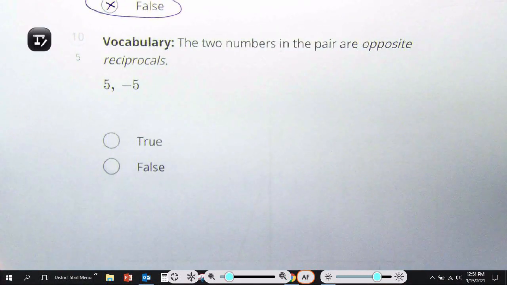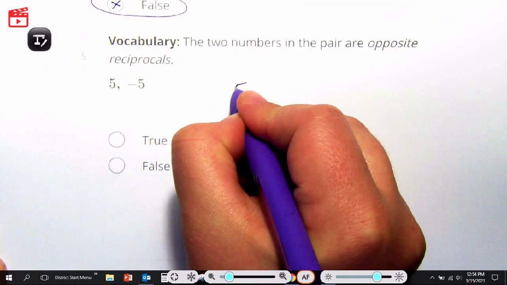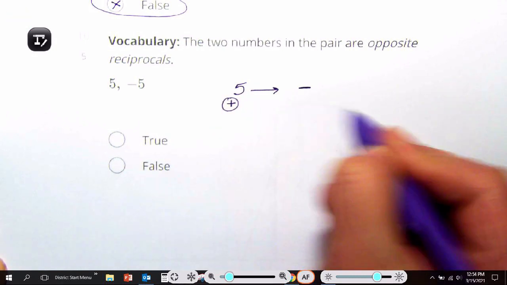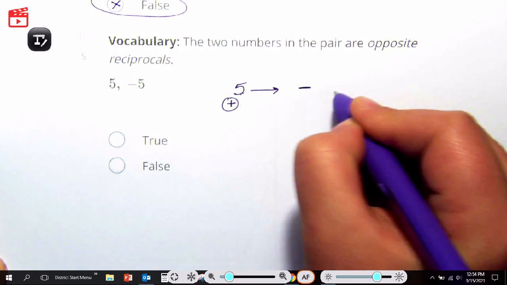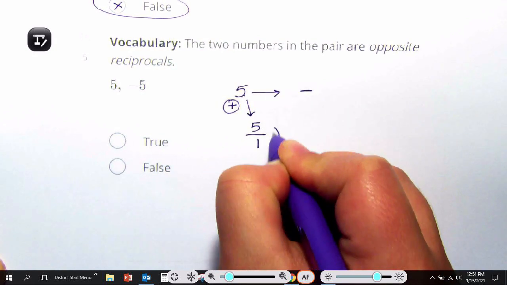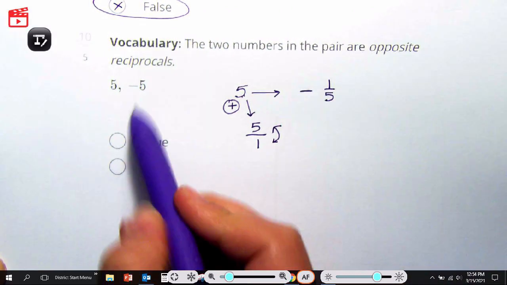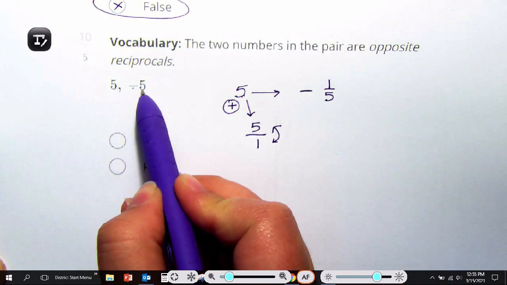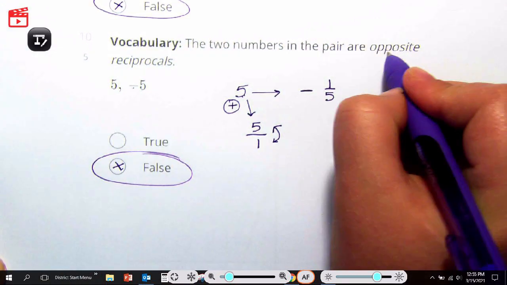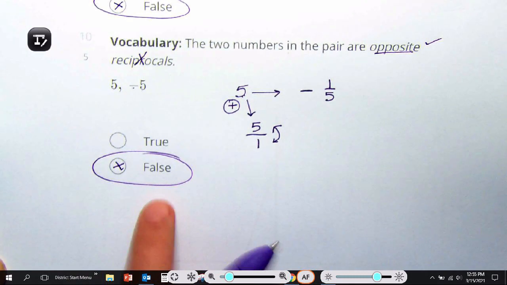Two numbers in the pair are opposite reciprocals. Moving on to question number 10. Again, let's take the first number. We want opposite, which is negative. This is positive. And we want the reciprocal. This is a 5. So we need to make 5 into a fraction and flip it. We need to take the reciprocal. So that means I need negative 1/5. I have negative, but I do not have 1/5. That means this is not negative reciprocal. This is opposite, but it's not a reciprocal. So therefore, it is false.